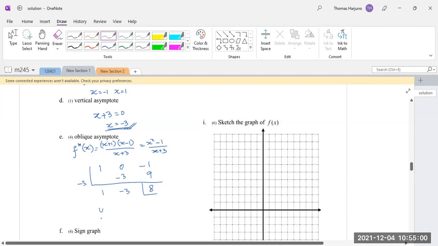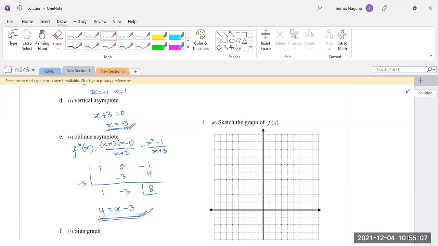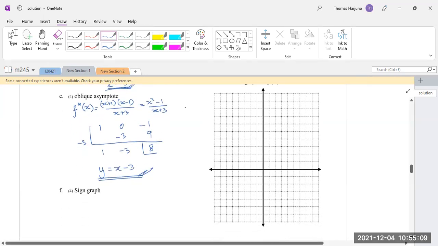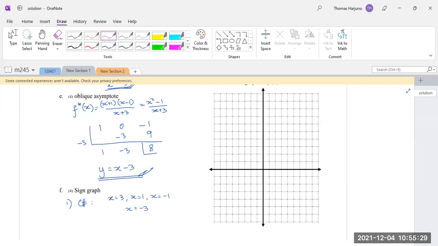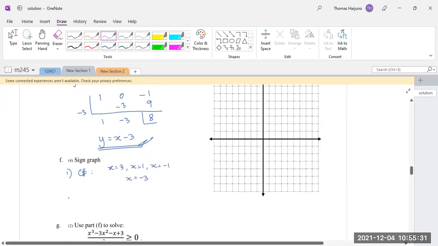So the slant asymptote, oblique asymptote, is y equals x minus 3. How about the sign graph? The critical numbers are x equals 3, x equals 1, x equals negative 1 on the top, x equals negative 3 at the bottom. But x equals 3 is also a critical number on the denominator, which will make it undefined.